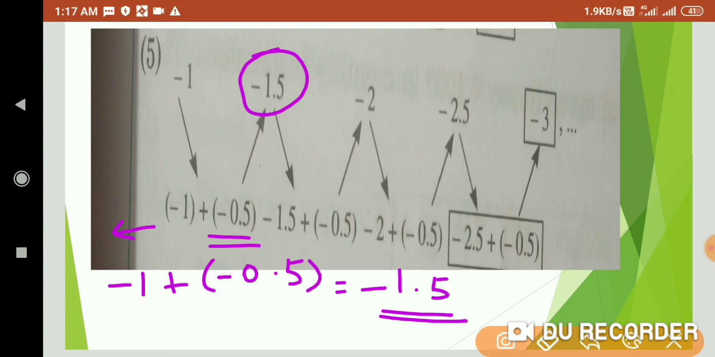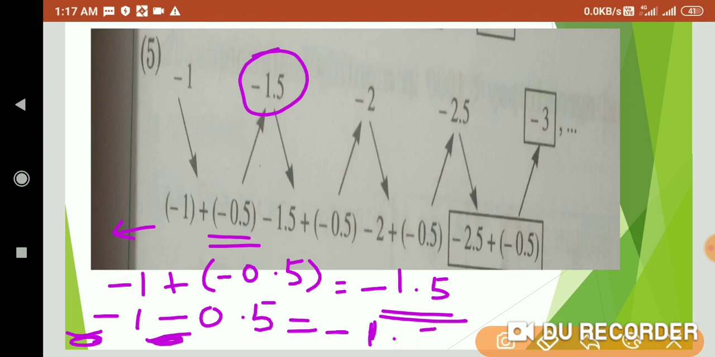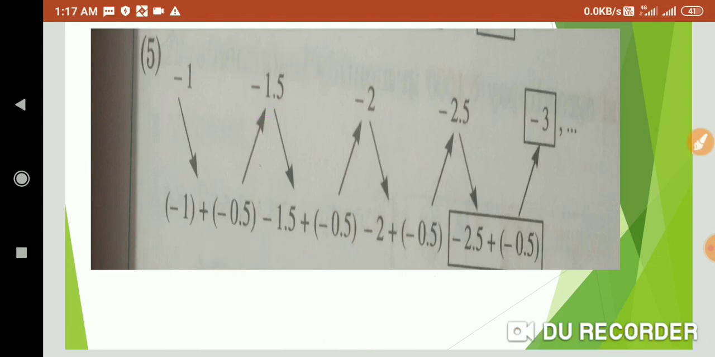But how does this minus 1.5 come? See, minus 1 plus minus 0.5. Now again, minus times minus becomes plus. That means here we add 1 and 0.5, but the answer bears the sign minus. Now 1 plus 0.5, its addition is 1.5 and the sign is minus. In this way we get the next numbers.